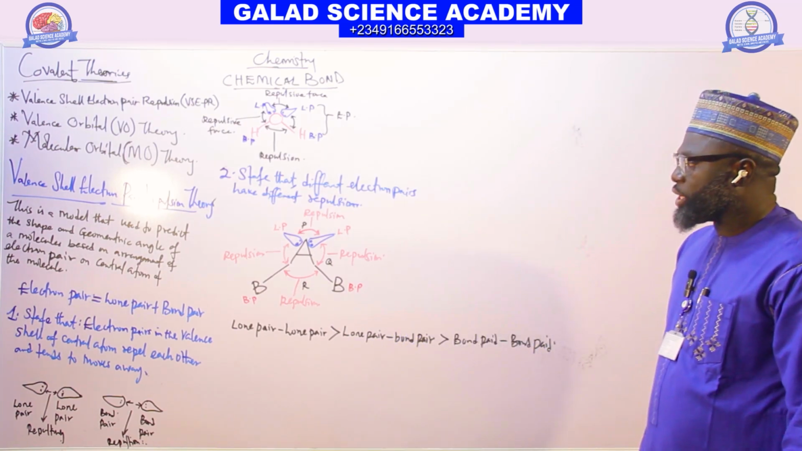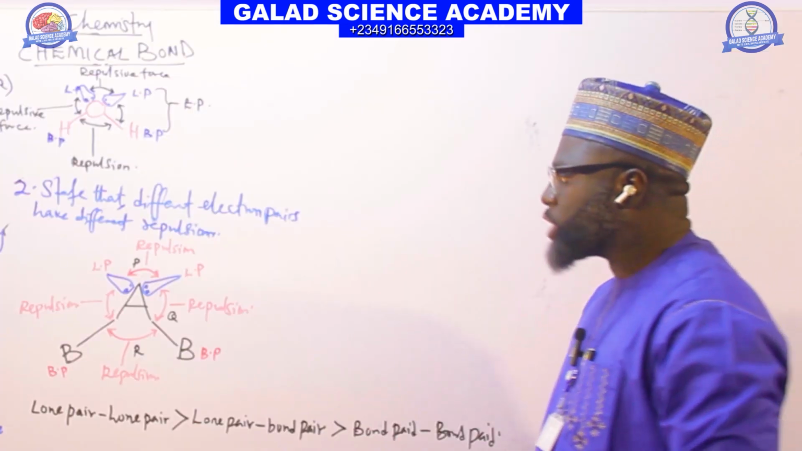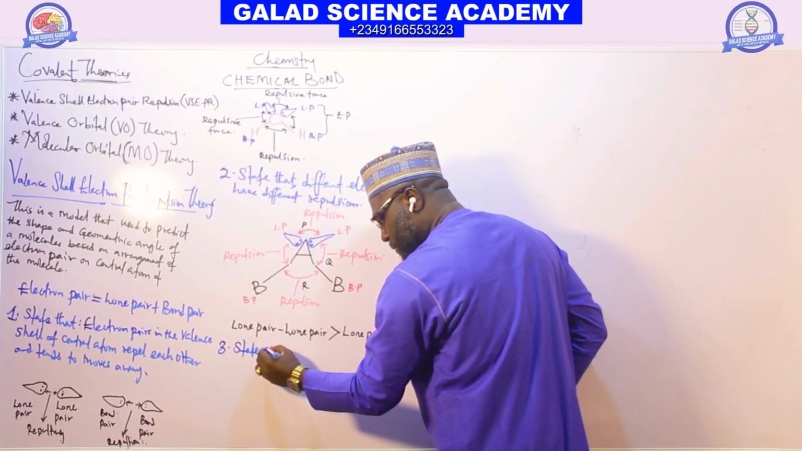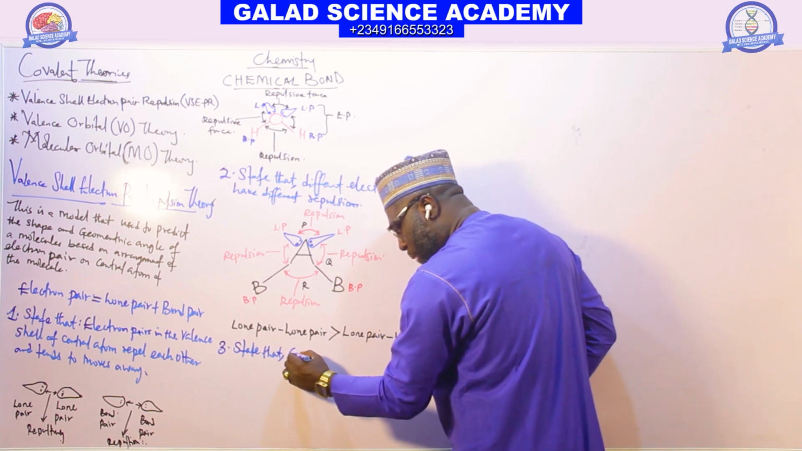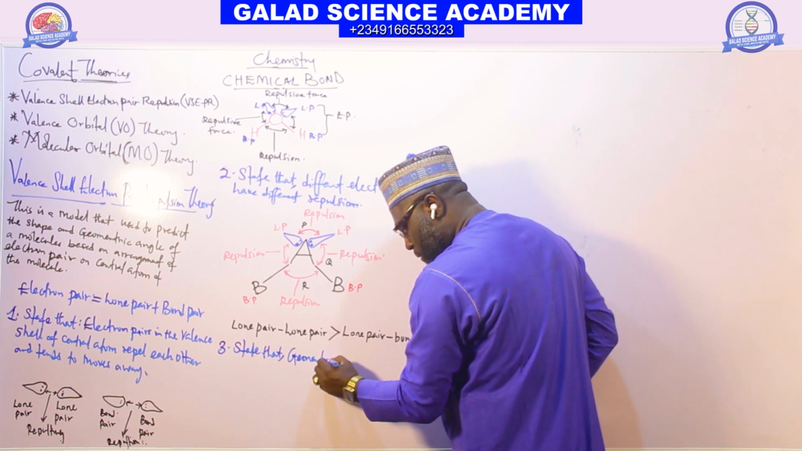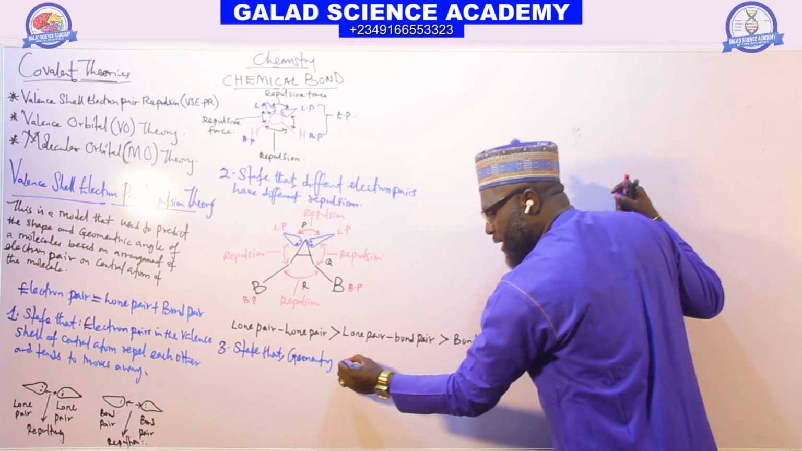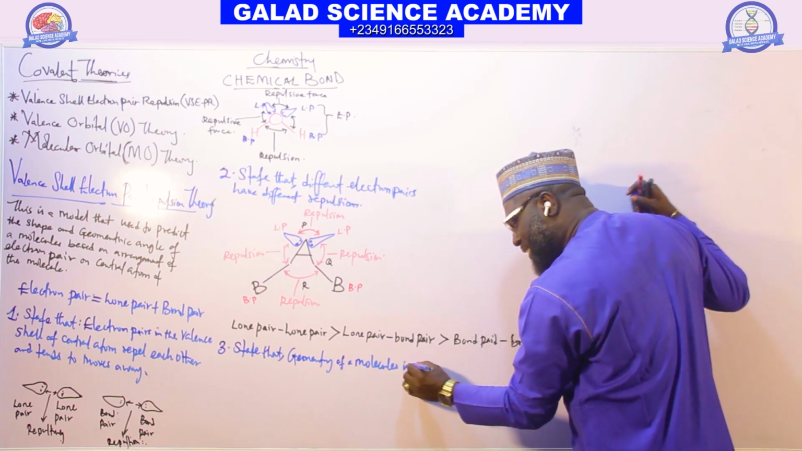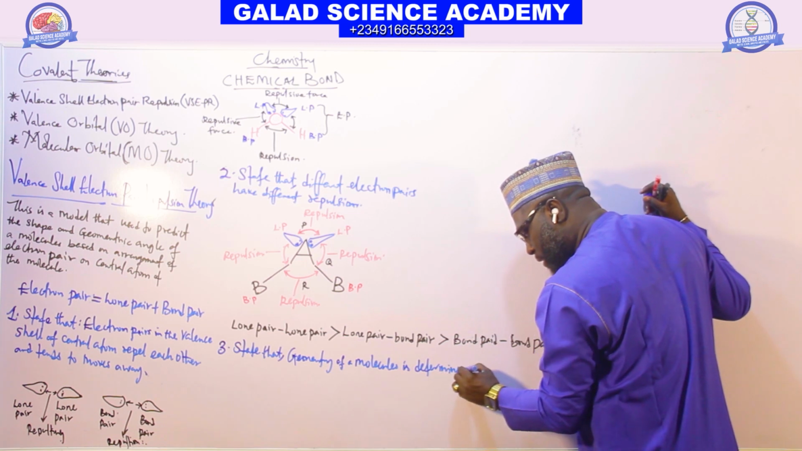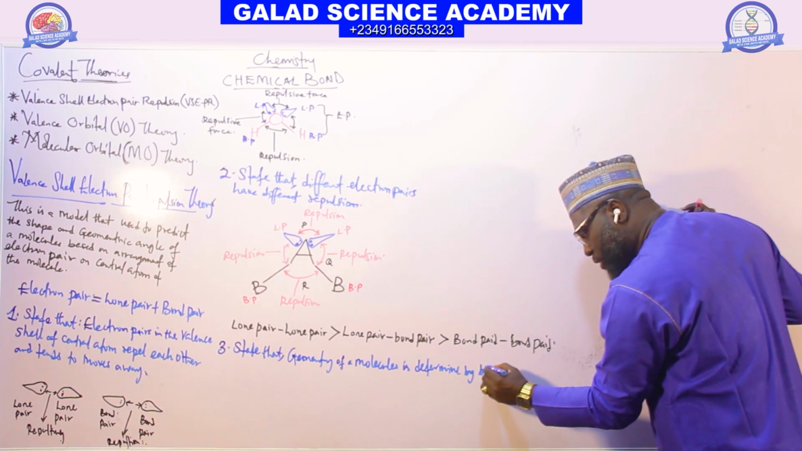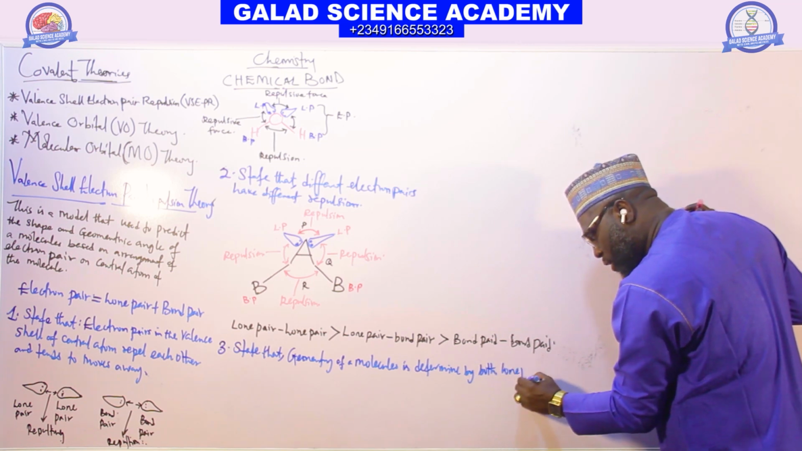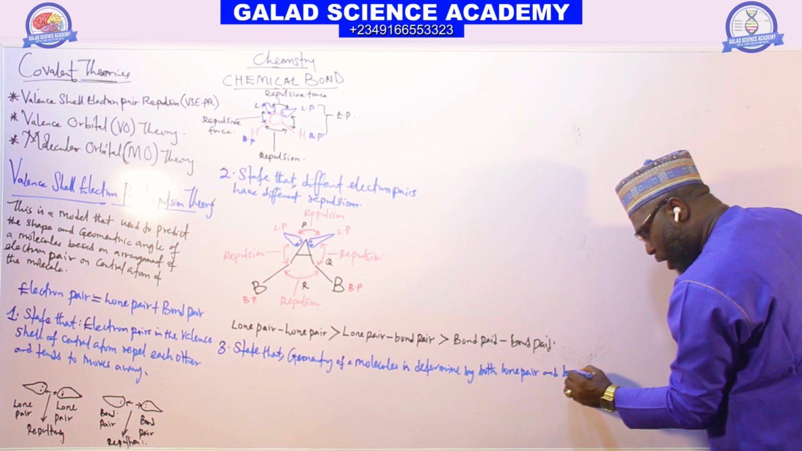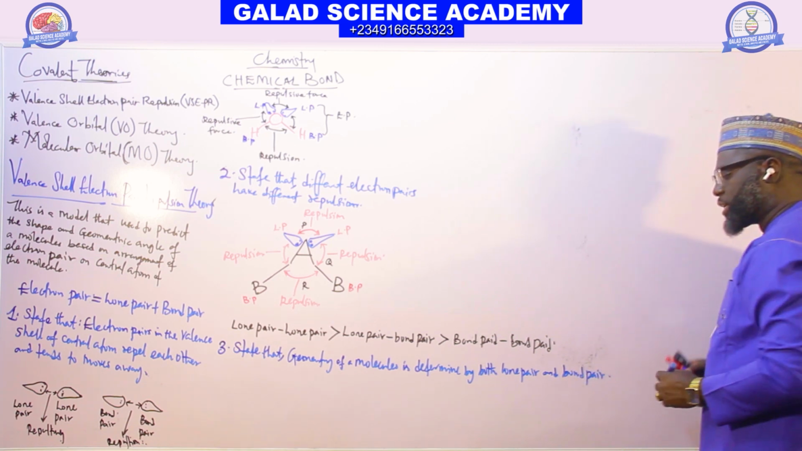So the next postulate of VSEPR, the third one. The third postulate states that the geometry of a molecule is determined by both lone pair and bond pair of an electron.